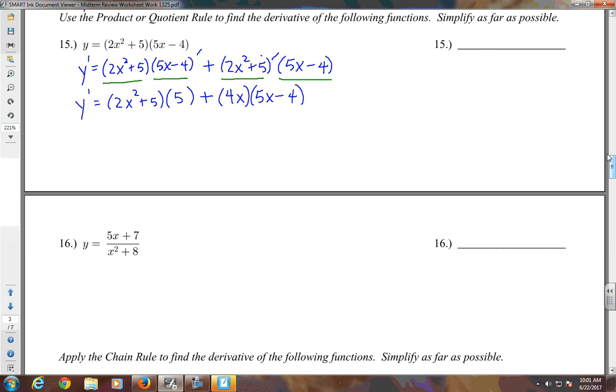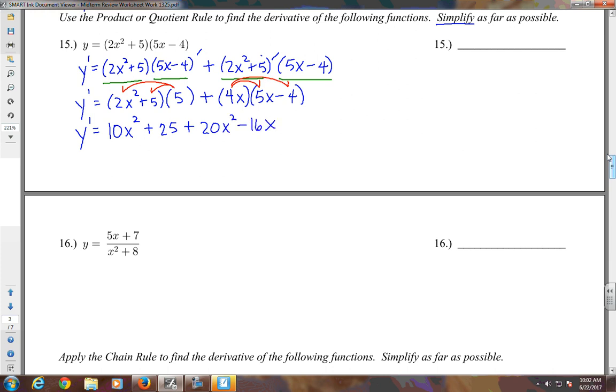Now we need to work on simplifying our answer. We're just going to be applying our rules of algebra. So let's begin by breaking up these parentheses using our distributive property. We have 5 times 2x squared, which is 10x squared, 5 times 5, which is 25. Again, applying the distributive property to this second term, we can distribute 4x and obtain 20x squared minus 16x.